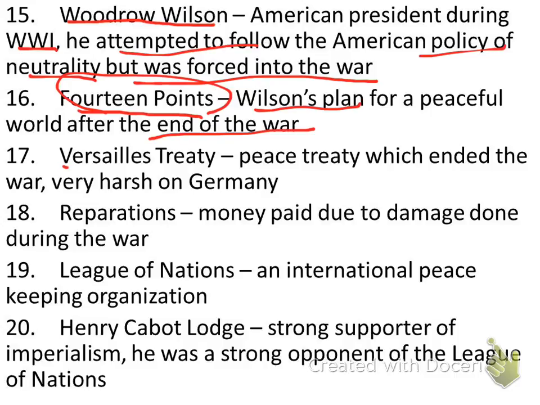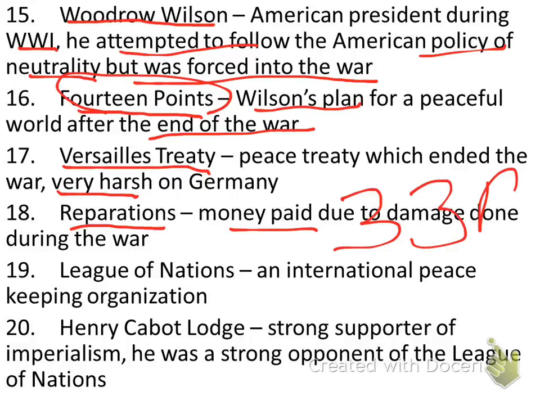Number 17, the Versailles Treaty, the Treaty of Versailles. The peace treaty which ended the war was extremely harsh on Germany. One of the things that it called for was reparations. Reparations are money paid due to damages done during the war. And Germany was required to pay in reparations as a result of the war $33 billion US.